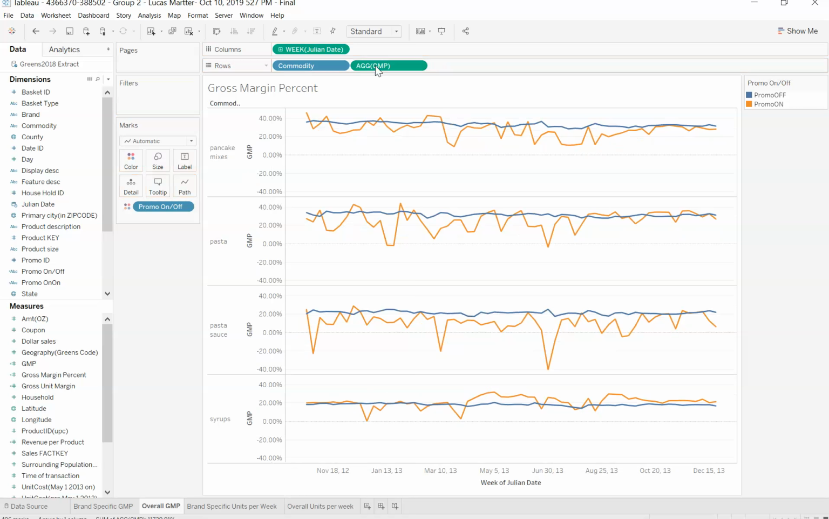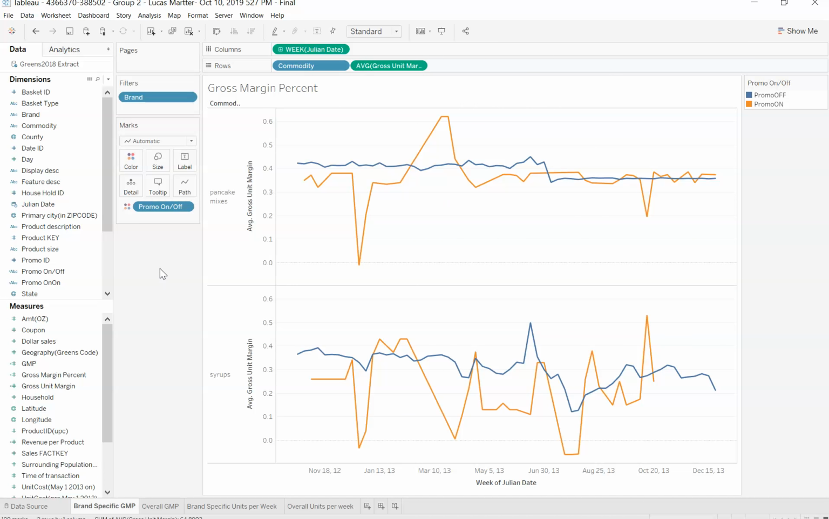Okay, it looks like the shape is similar, so it could be that the argument that they were making would still have some validity, but this time it would be based on the real data rather than on data that is incorrect. I would say that it actually tells the story that syrups here have the best potential for doing better when they're on promotion as opposed to any of the other goods that we're looking at.